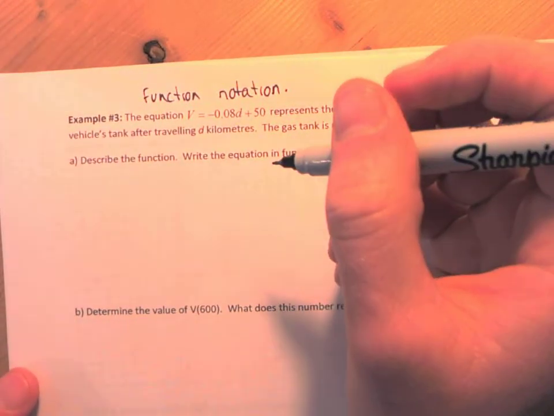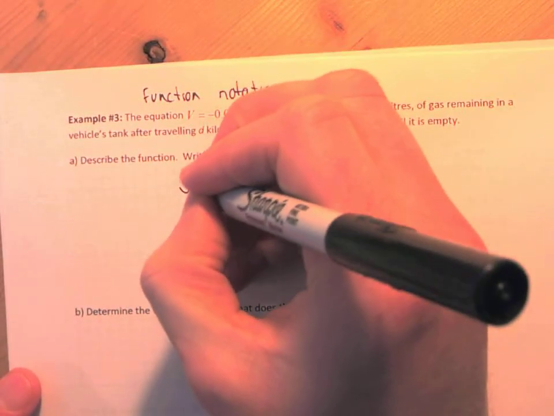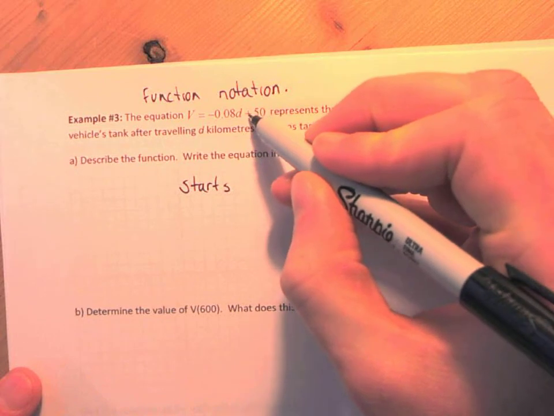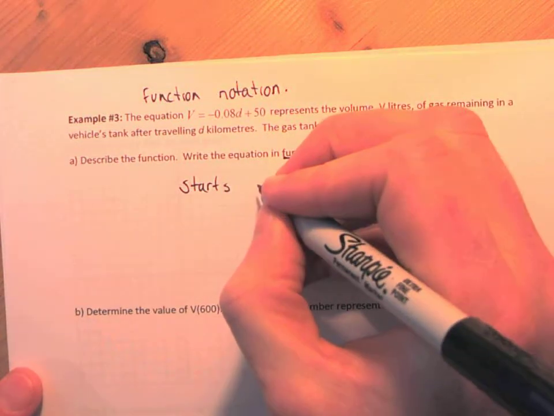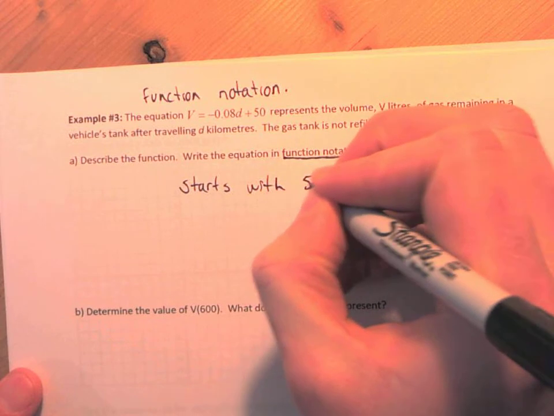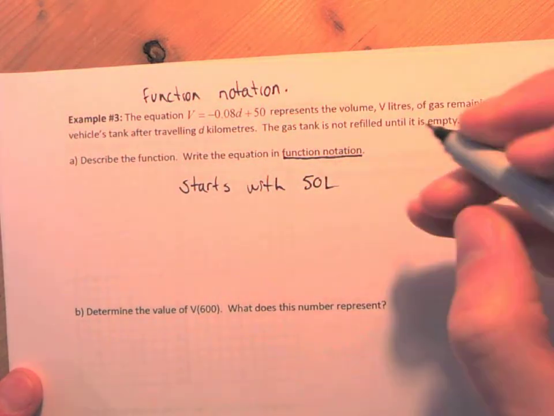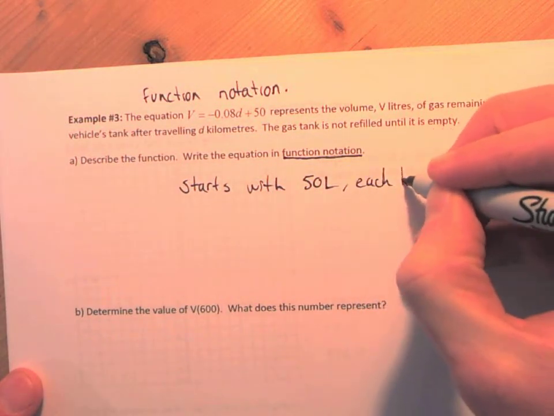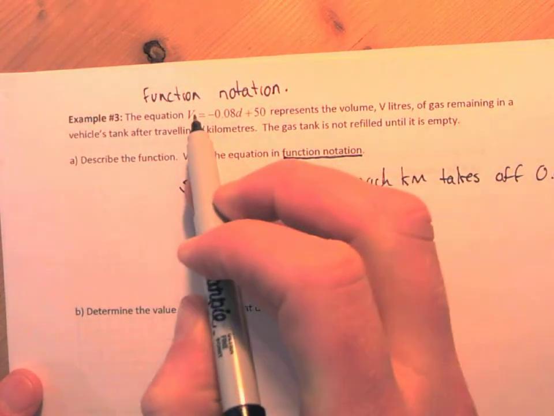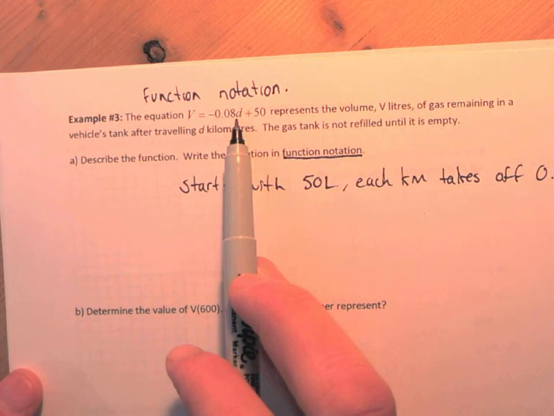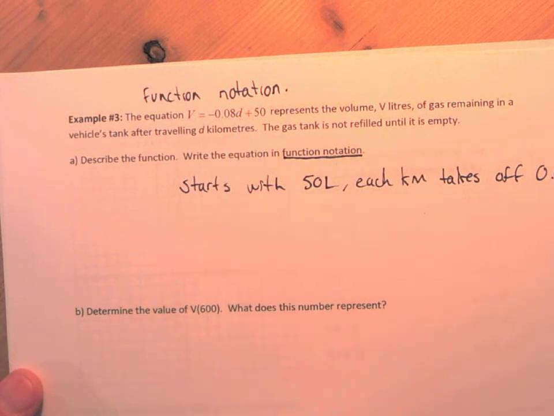So if I read this equation, you kind of start with 50, and for every kilometer you're going to minus off 0.08. So it starts with 50 liters in your tank, and each kilometer takes off 0.08 liters of volume. Okay, so if you went 1 kilometer, you would then have 49.92 liters of volume left.